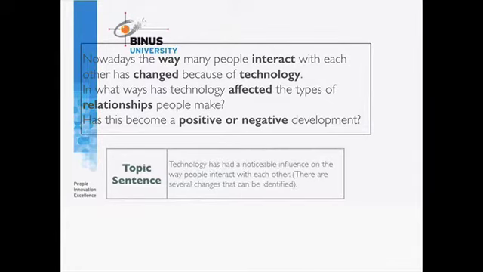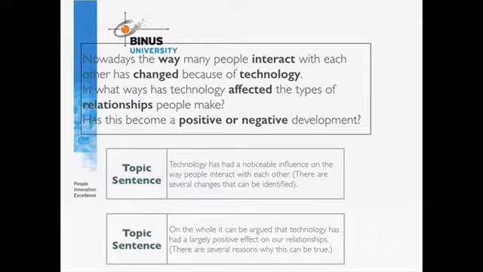So here I have a topic sentence that answers the first question: in what ways has technology affected the types of relationships people make? So here, basically you'd say technology has had a noticeable influence on the way people interact with each other. There are several changes that can be identified. I put that second sentence in brackets because actually you don't always need it. It's quite a good idea to have it, but you can just go into the first point that you want to make.